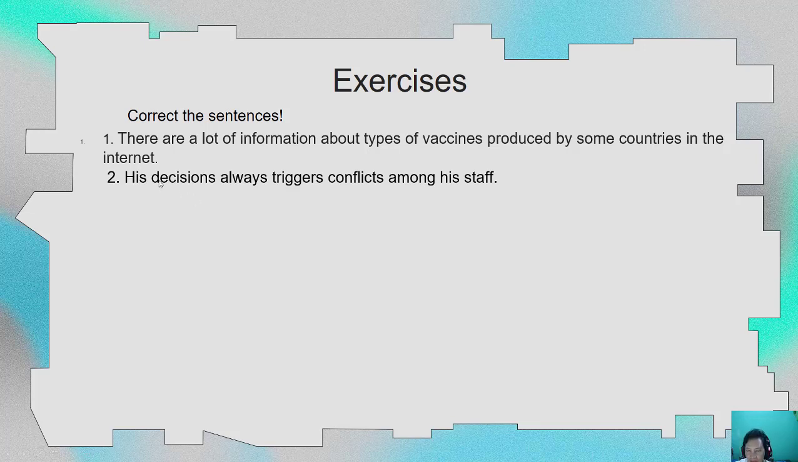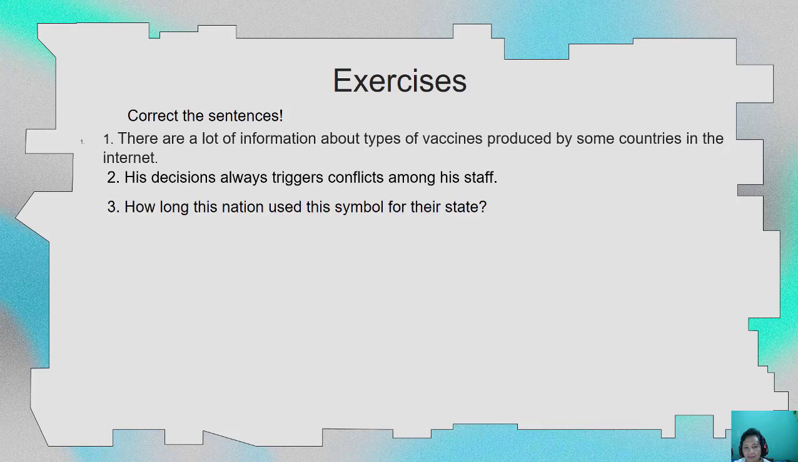Okay. Then number 2, his decisions always triggers conflicts among his staff. The subject? Okay, this one. And the predicate, this one. Correct. Then what's wrong? Okay, this one. Decisions. It is more than one. Plural. That's why it should be trigger without S, because this is simple present.